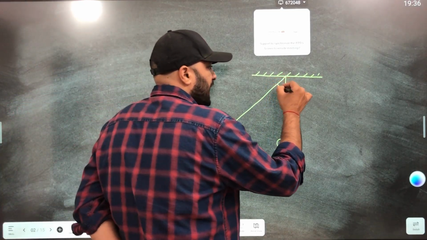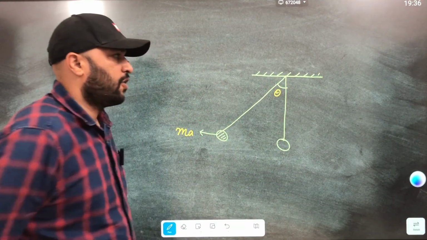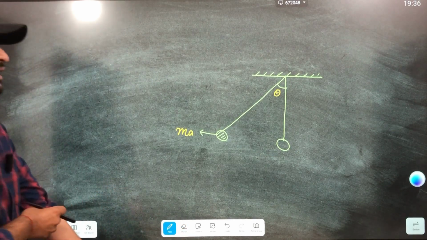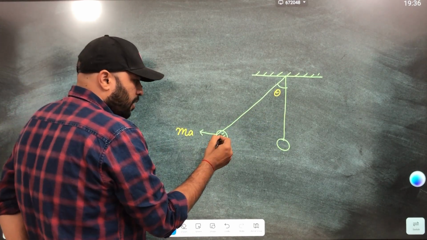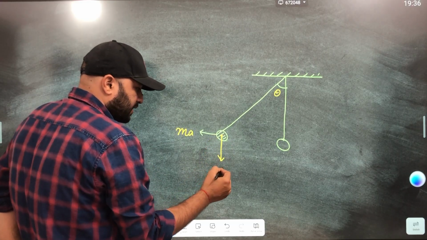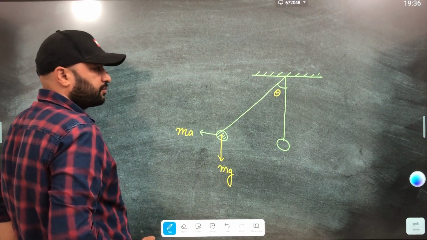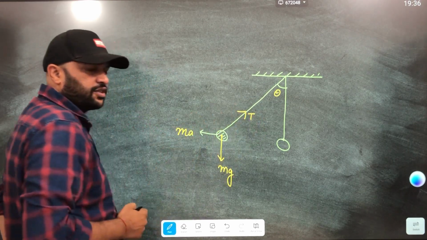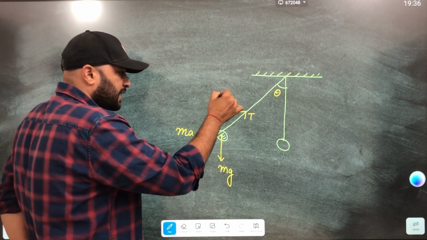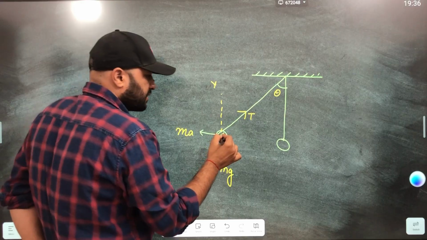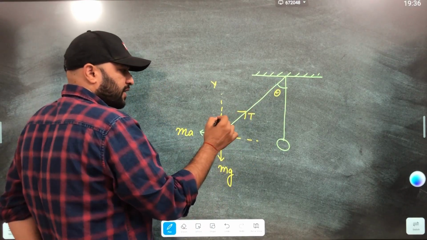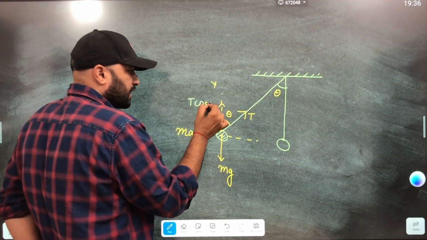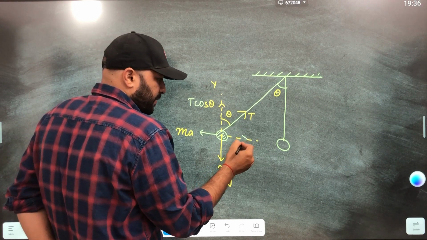Here we have an angle theta that they are asking, this is the angle we have to find in this scenario. Now the bob will have weight mg in this downward direction, and because it is tied to a string, there will be some tension T in the string in this direction. If we make our axes, this is our y-axis and this is our x-axis. If this is theta, then the tension will have a component T cos theta in this direction, and T sin theta in this direction.